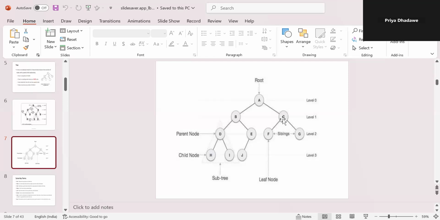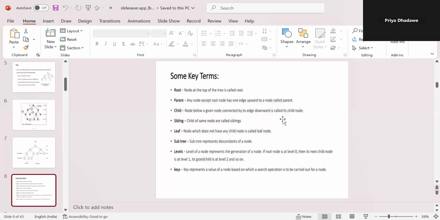So let's revise some terminologies that are frequently used in trees. We have seen root. Root is the first node of a tree, which is at the top of the tree. A parent node is a node that has one or two child nodes. A child node is one that has a parent. Siblings are child nodes that belong to the same parent.